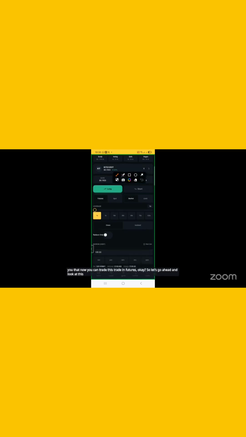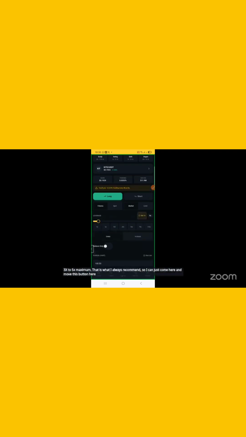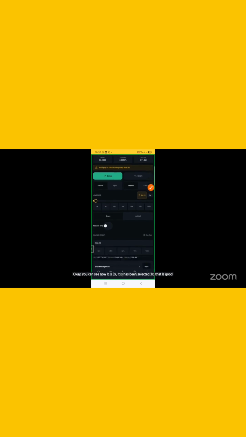If you look here, leverage is set to 1x because it was a spot signal. But now you can adjust this by moving it around and choosing your specified leverage. I always recommend 3x to 5x maximum. So I can just move this button a little bit, it is 9x right now, let me move it behind 4x. 3x. Okay, you can see now it has been selected as 3x. That is good.